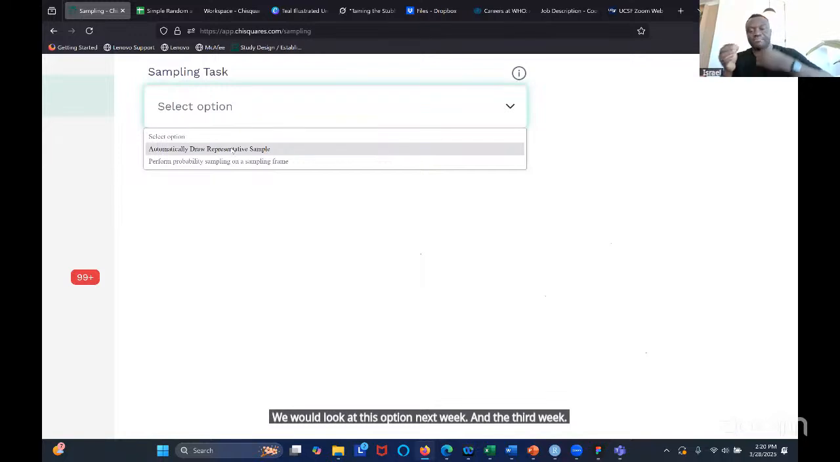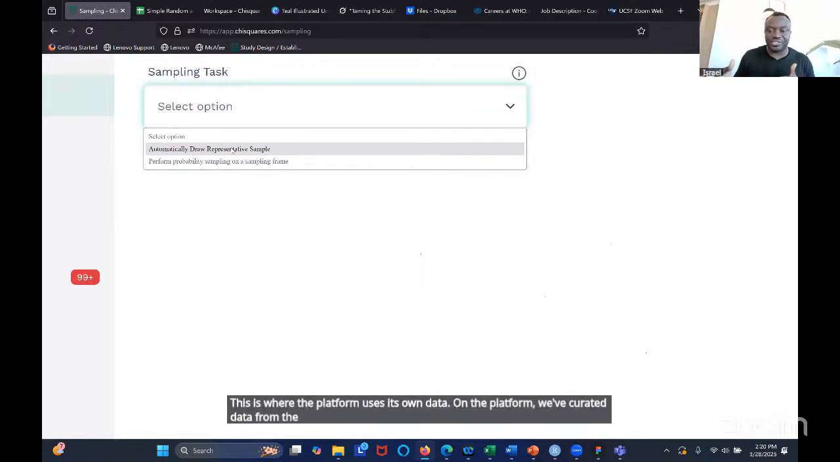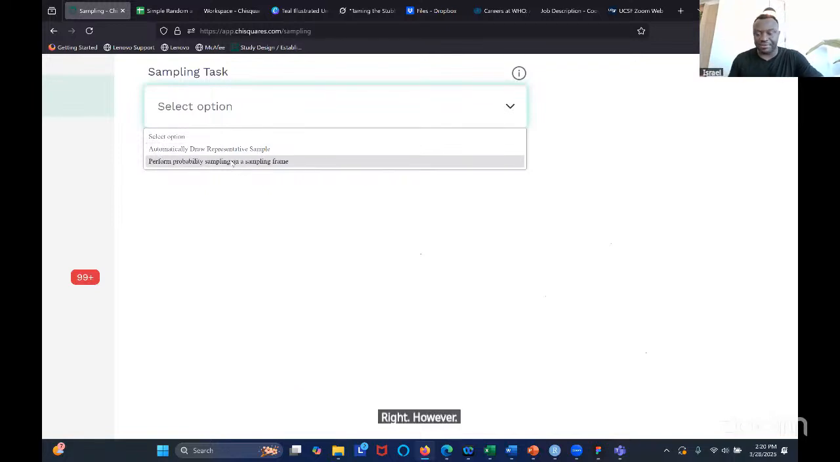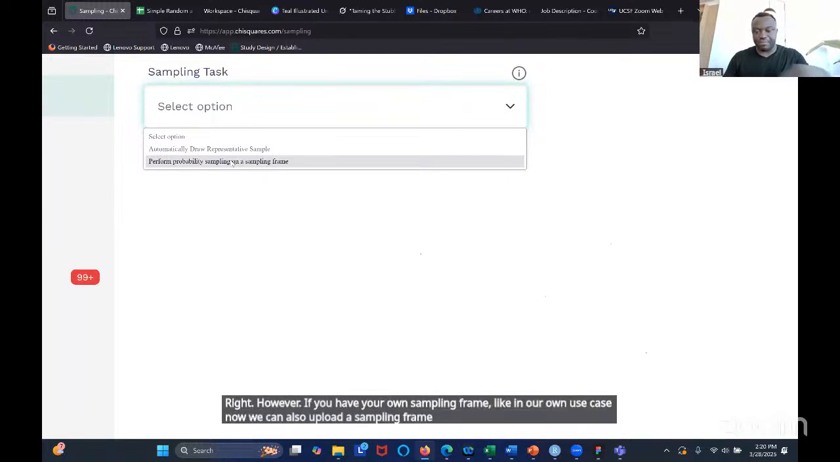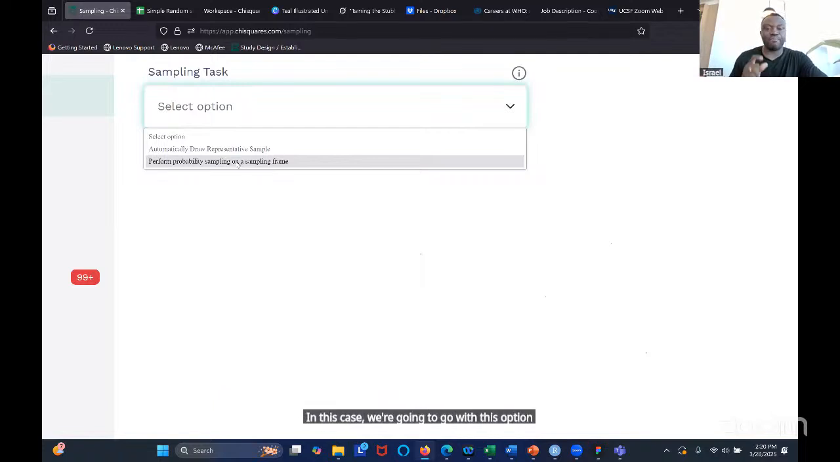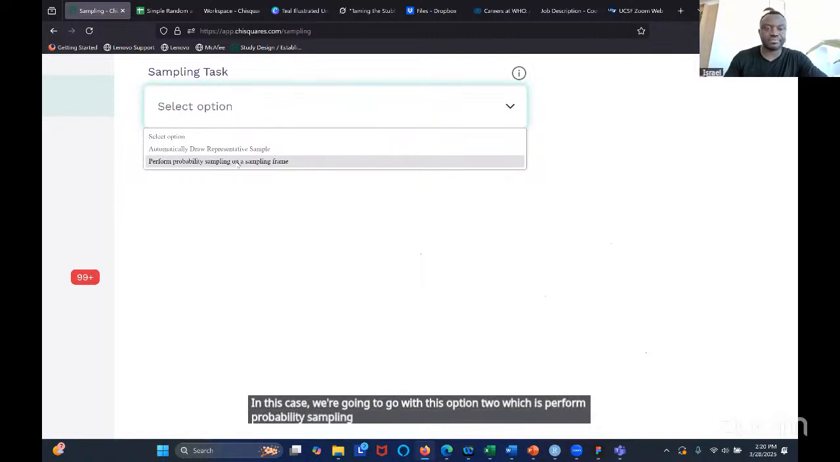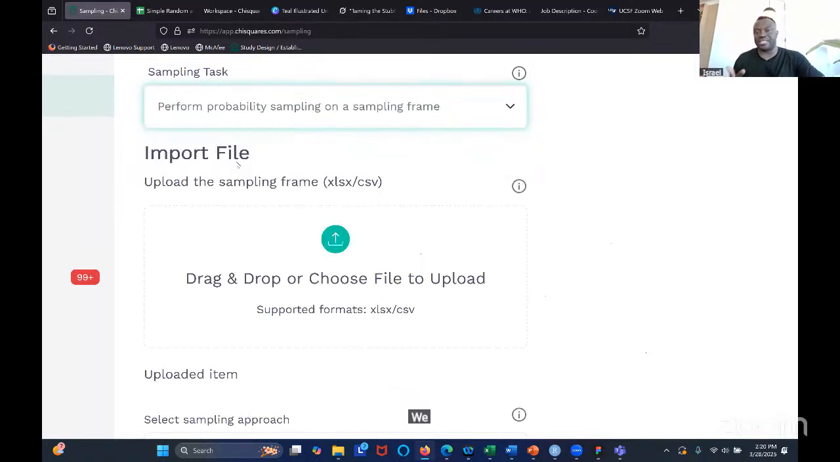This is where the platform uses its own data. We have curated data on the platform from the census or other statistical bureau of each country of the world, so that you don't have to worry about bringing your own sampling frame, right? However, if you have your own sampling frame, like in our own use case now, we can also upload that sampling frame for the purpose of sampling. So in this case, we're going to go with option 2, which is perform probability sampling on a sampling frame. We select that.